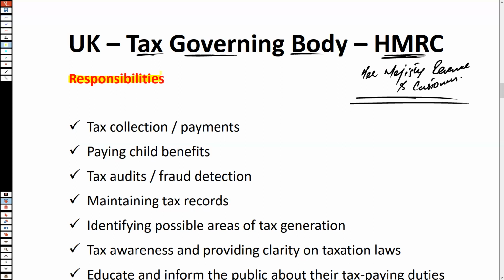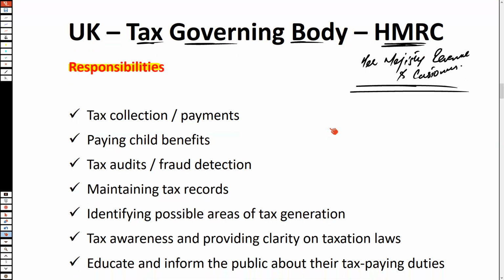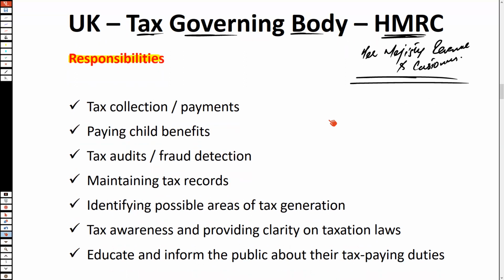There are certain responsibilities associated with the tax governing body of any country. These responsibilities are not merely pertaining to HMRC. These are general points and these are the responsibilities for any tax governing body for any country. There are a number of other responsibilities, but for the sake of discussion, we have a few points in front of us. For example, tax collection, tax payment is the main responsibility of a tax governing body.